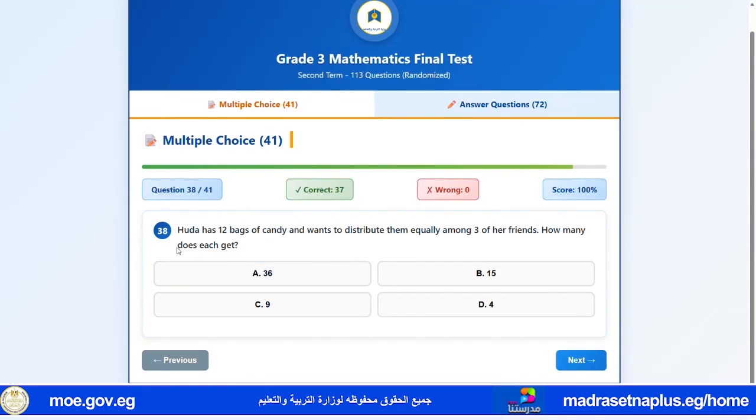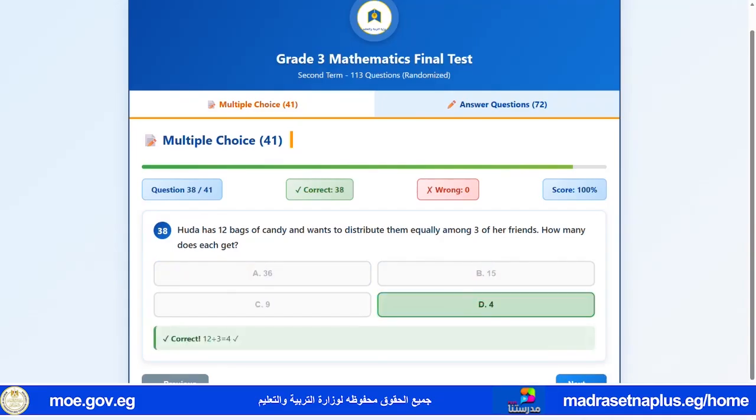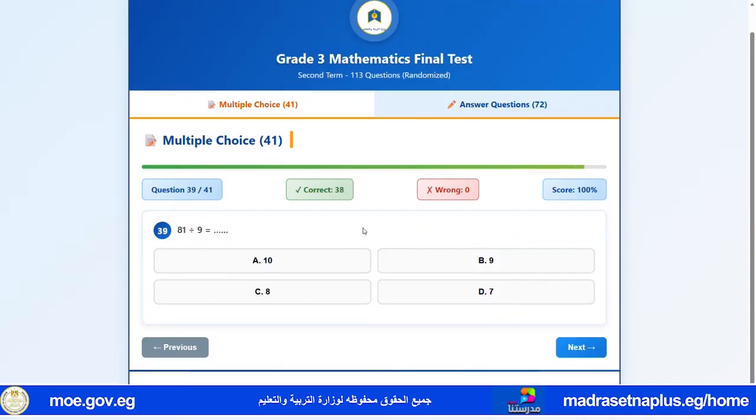Hoda has 12 bags of candy. Hoda wants to distribute, to divide, to share, to put them equally among 3 of her friends. Okay, so the share of each one is 4. 81 divided by 9 equals table 9. Yes.